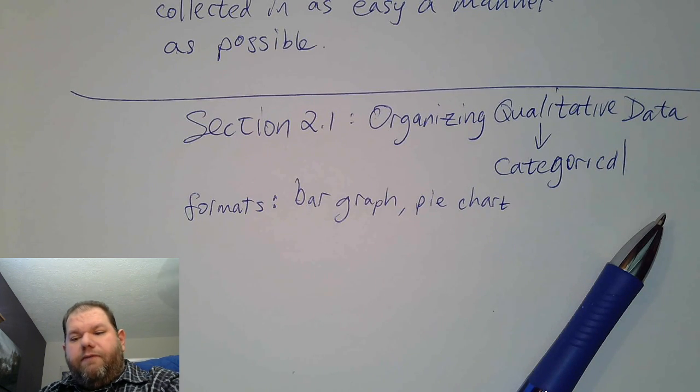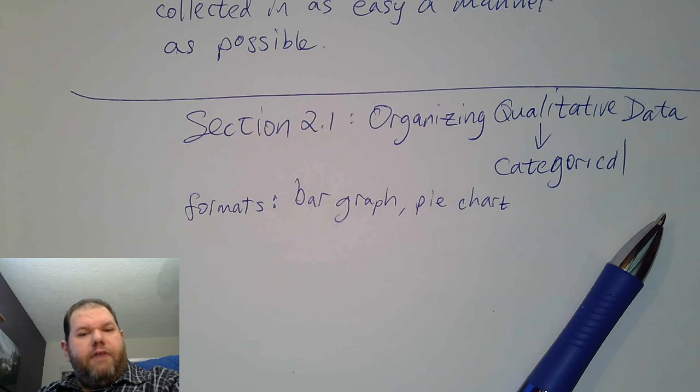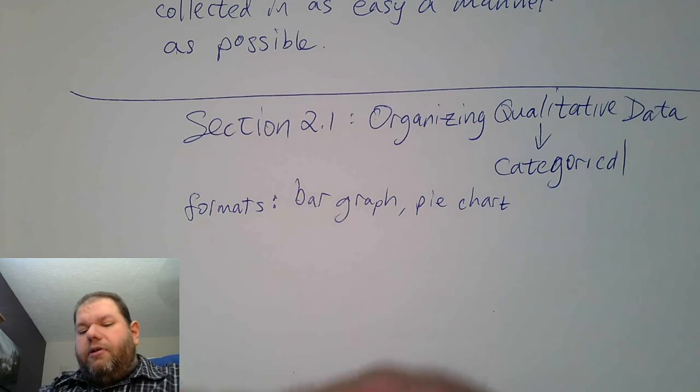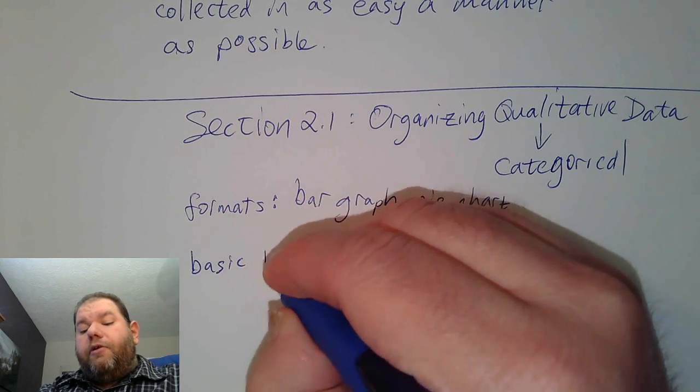We tend to use the bar graph as kind of our primary tool in creating displays for qualitative or categorical data. So when we talk about a bar graph, we're not going to cover pie charts, basically. So we have what's called a basic bar graph.